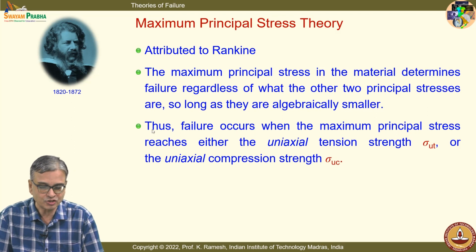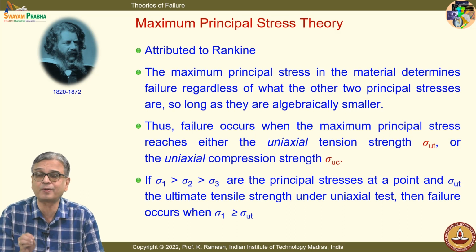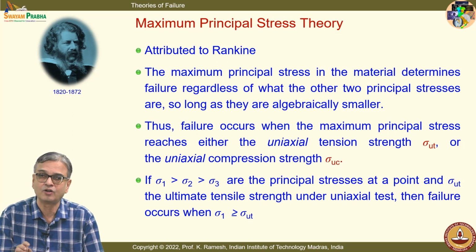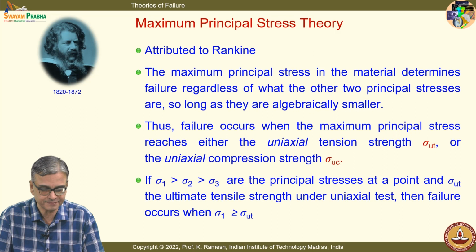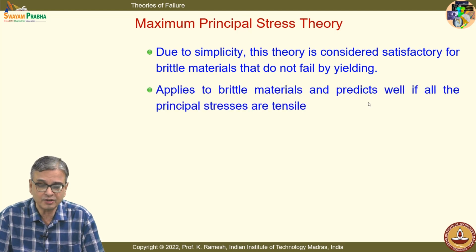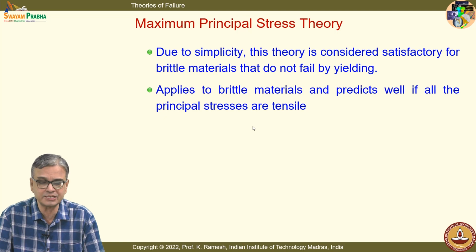So it were baby steps that they were doing. Okay. So the failure occurs when the maximum principal stress reaches either the uniaxial tension strength sigma ut or uniaxial compression strength sigma uc. And ultimately, all of these failure theories should explain what is observed in the experiments. If it is observed in the experiment that this is what is happening from the theory, you accept the theory or use it for that material. Okay. And it is a very simple theory, satisfactory for brittle materials, and if all the principal stresses are tensile. This is the thumb rule that you have for the principal stress theory.